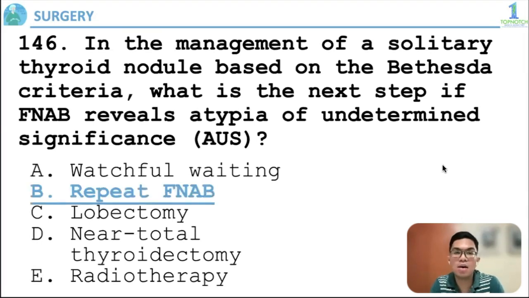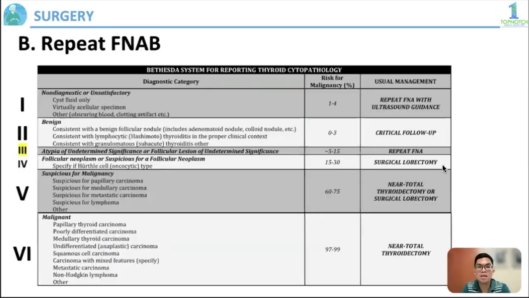It's to repeat your fine needle aspiration biopsy. So here's the Bethesda classification for thyroid cytopathology. 1 is non-diagnostic or unsatisfactory. 2 is benign. 3, which is in the question, is your atypia of undetermined significance. And then 4 is your follicular neoplasm or suspicious for follicular neoplasm. 5 is suspicious for malignancy, and 6 is outright malignant.